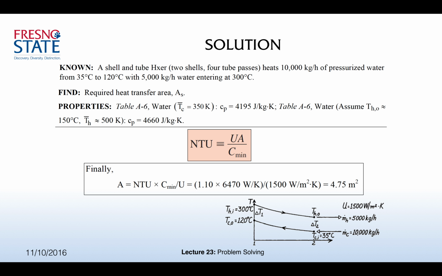So if you play with this equation a little bit, then you find finally that the surface area is equal to NTU times C minimum divided by U. NTU is 1.1, C minimum is 6,470 watts per Kelvin. Divide that by the overall heat transfer coefficient given to us in the problem statement, which is 1,500 watts per meter squared Kelvin. Do the math, and then you'd find the required surface area for this heat transfer shown in the problem to happen is 4.75 meters squared. That is the total surface area required for the heat transfer in that heat exchanger. So that would be our first problem for today.